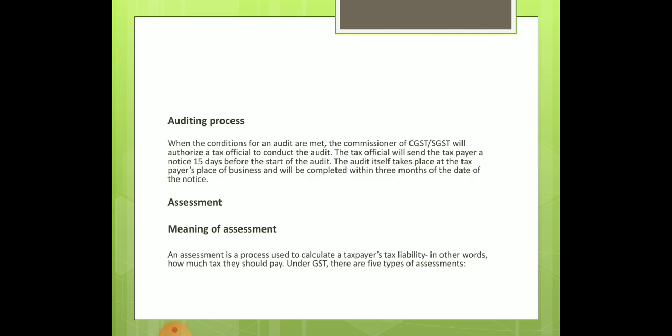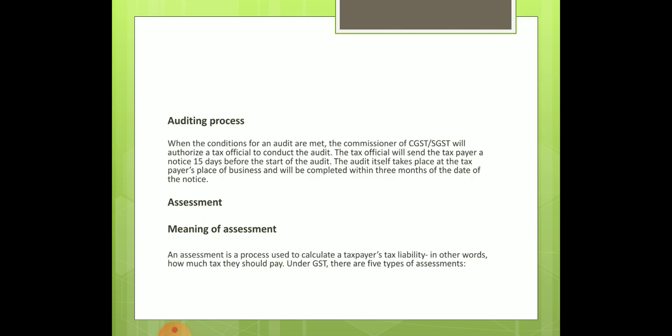What does that mean? The commissioner of the CGST and SGST will authorize a tax official. They conduct the auditing. Notice will be given 15 days before they start the audit, and the audit takes place at the business and is completed within 3 months. There should be a notice.